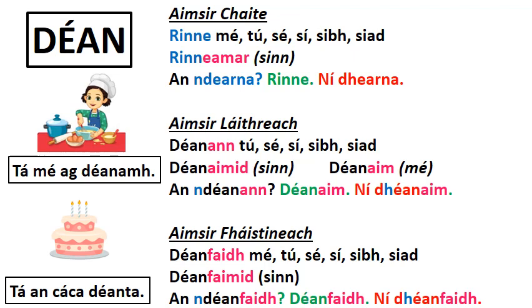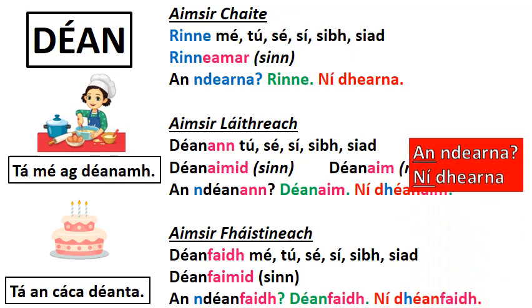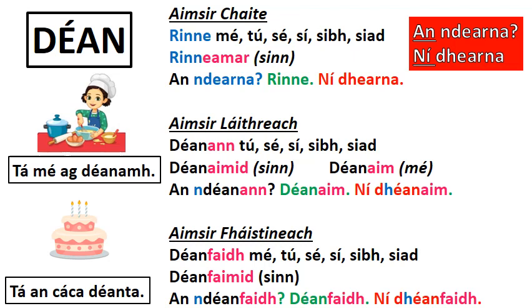So do you notice here with Déan, it is irregular. Okay, it is breaking the rules, but it's only breaking them in the Aimsir Chaite. In the Aimsir Láithreach and the Aimsir Fháistineach, it does actually follow the rules that the regular ones do. So what's the most important thing for you to remember here? The Aimsir Chaite, and specifically an ndearna and ní dhearna, because those just are particularly different. So if you can remember, for Déan, all you need to remember is rinne in the Aimsir Chaite, and that the Aimsir Chaite question, the past tense question, is odd. An ndearna and ní dhearna.